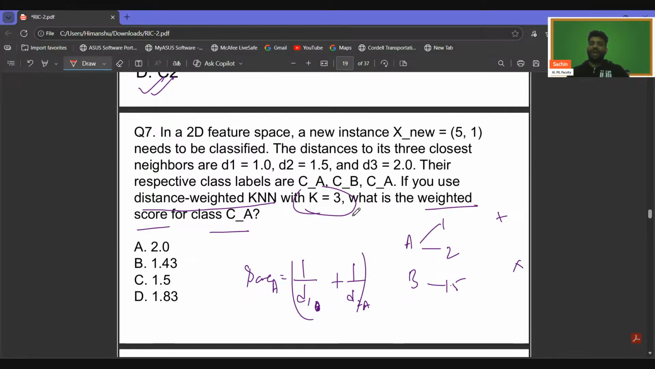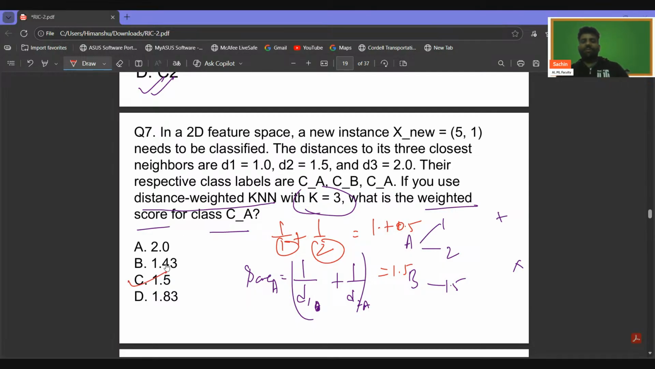Now what is going to be that? So we know already A is the majority class, B is the other one. Now we just needed the weighted score for class A. So what is going to be that? 1 by 1 plus 1 by 2. The distance was 1, distance was 2. That is 1 plus 0.5, giving me 1.5, and this is the answer. I hope you could understand this.